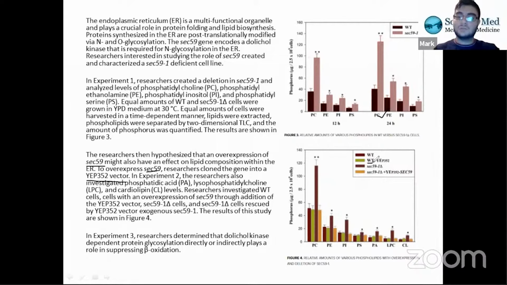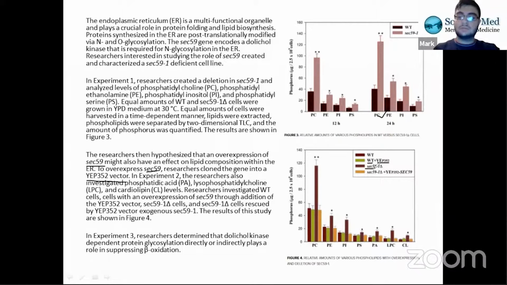So having this wild type plus this YE whatever basically means overexpressing Sec59. That's exactly what this green graph means. It's the amount of phospholipids that are present when we overexpress Sec59.